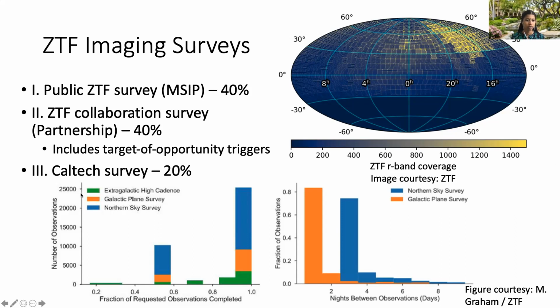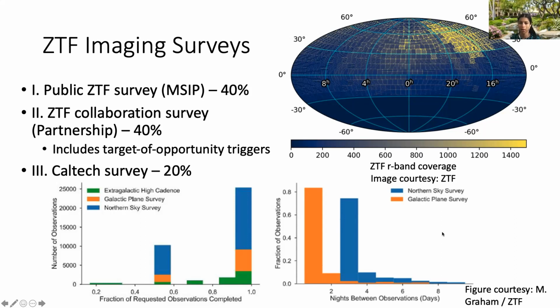So here you can see the number of observations plotted as a function of fraction of completed requested observations. But in addition, you can see the effect of cadence here. So this is fraction of observations as a function of nights between observations. And you can see that the galactic plane survey occurs at a much higher cadence because it's looking at a pretty narrow region of the sky as compared to the Northern Sky Survey, which attempts to survey the entire northern sky.